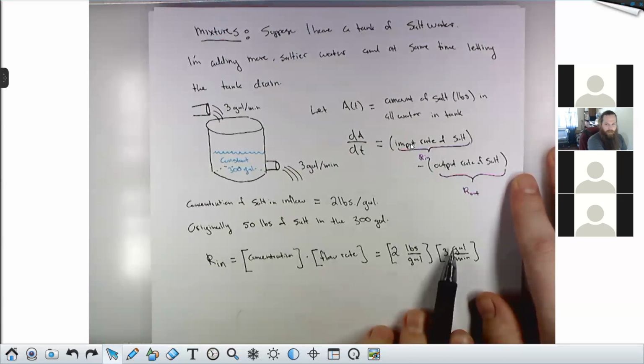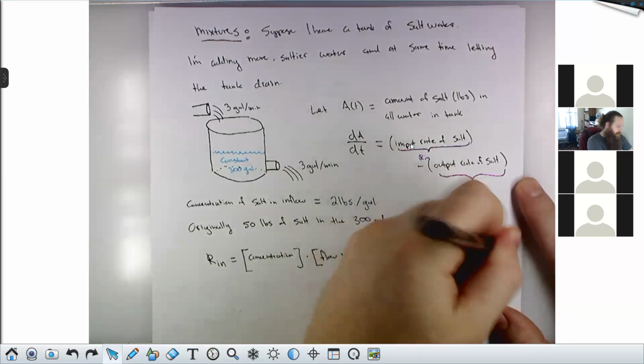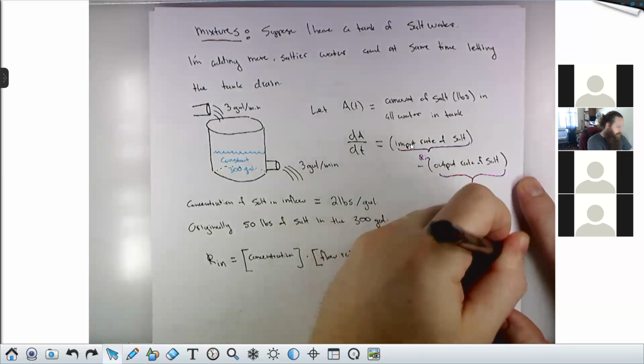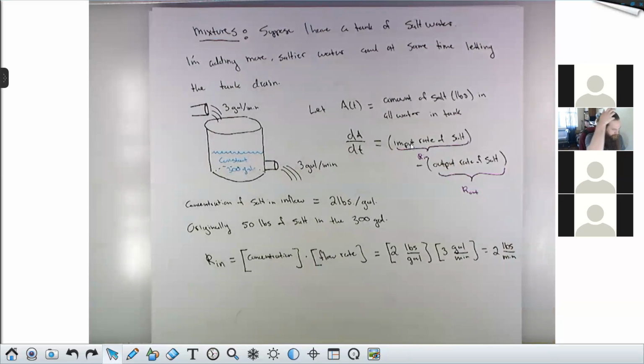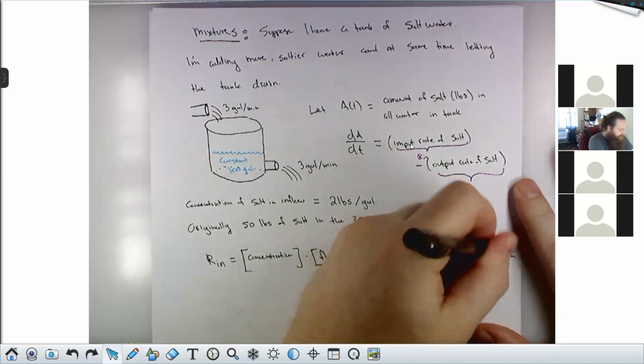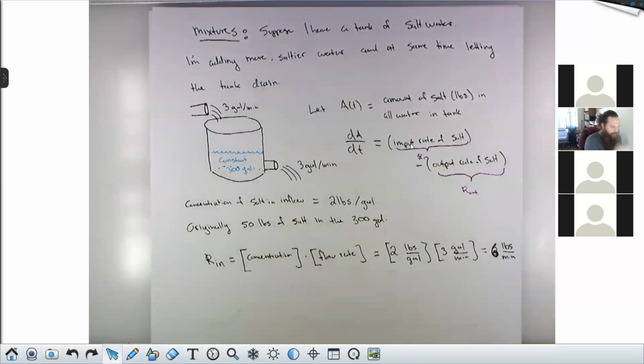And what you see when you do the dimensional analysis here is that you can cancel the gallons. I'm sorry, you got 2 times 3, 6 pounds per minute. But the big deal is that the units cancel. So the rate at which salt is coming in, just the salt, is 6 pounds of salt per minute. What about the rate at which this stuff is going out?